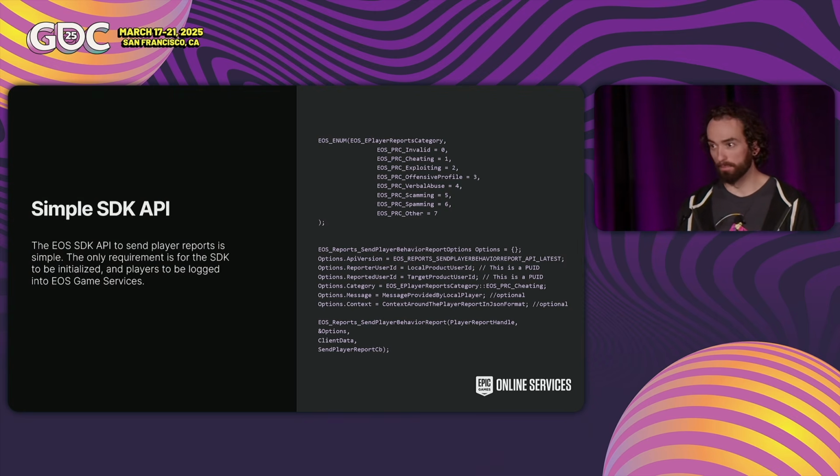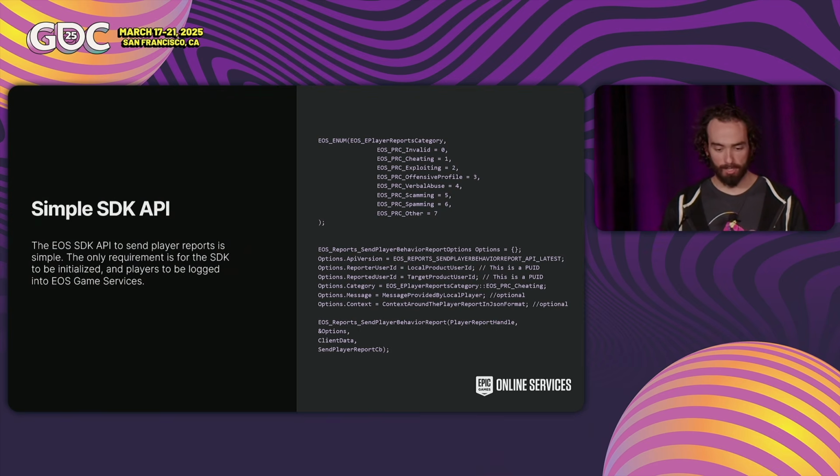I want to take a moment here to make this very, very clear. Notice that everything in EOS, all the data is associated to the PUID, which means it's associated to all platform accounts. So the player being reported, the report will be assigned to the PUID and therefore assigned to all of their platform accounts for your game.